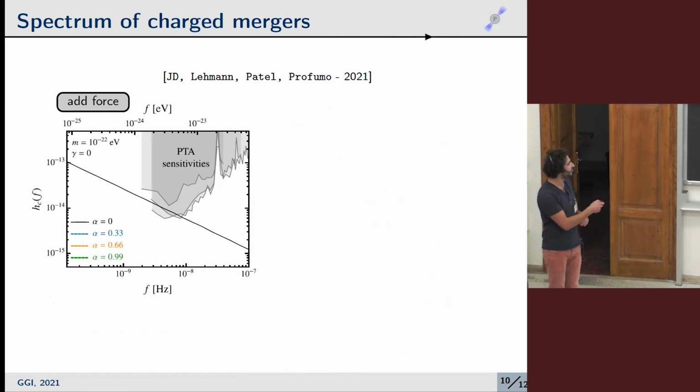Now, adding in a non-zero force corresponds to adding in what I called a non-zero alpha parameter earlier on in my talk. Here I'm showing the gravity-only curve as the black line, and I'm going to put on top of this curves that have different values of alpha.